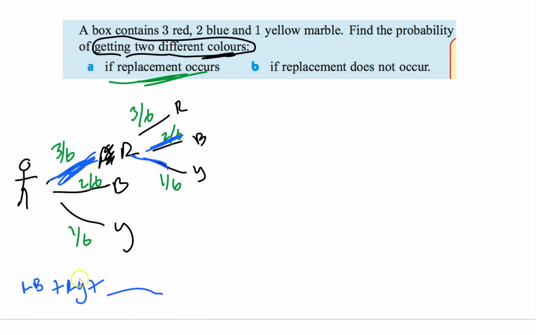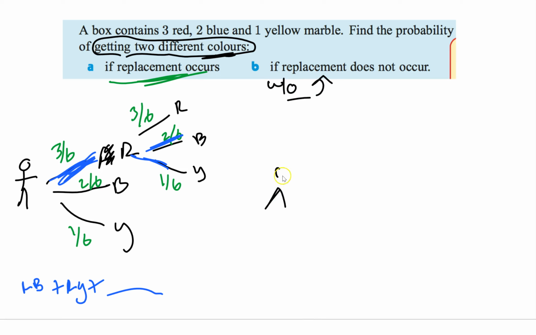You can add them all up. Or if you know the complement, you can just do red, red, blue, blue, yellow, yellow, and then subtract that from 1. That would also work. Anyway, I want to show the difference between that and with replacement. If replacement does not occur, I mean without replacement. Without replacement is what it's generally written as.